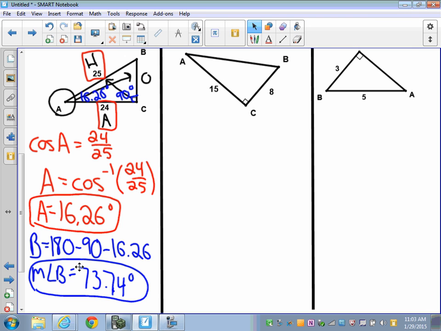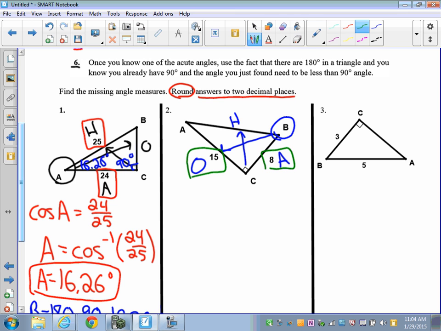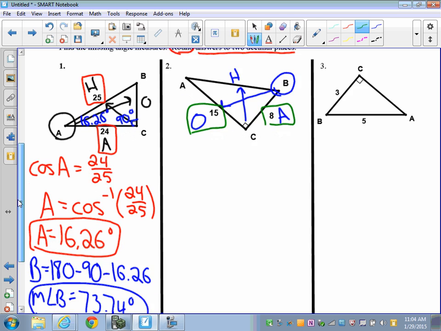All right, let's do this second one together. So let's find the angle. This time we will use B. So from B, I know that across from the right angle is the hypotenuse, opposite, adjacent. So I have the opposite and the adjacent. That means I'm going to use tangent.